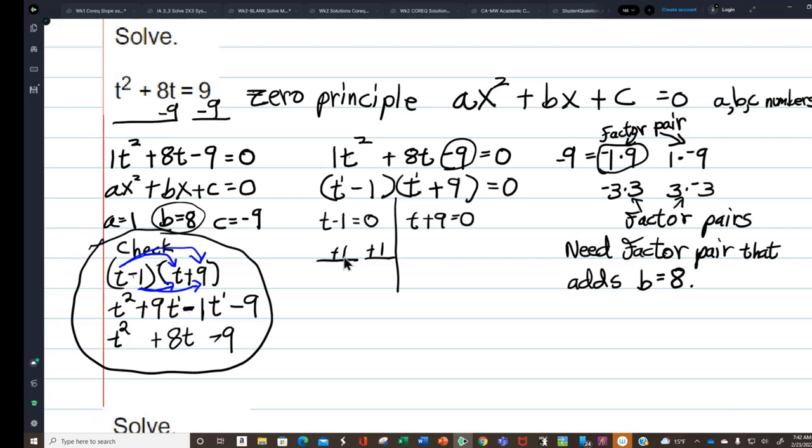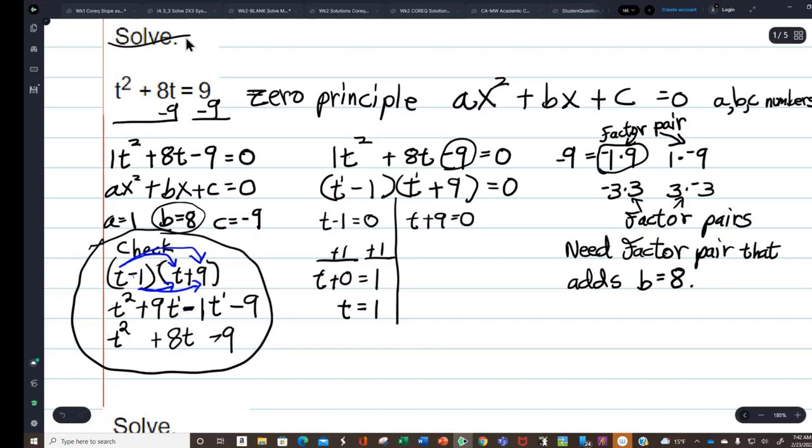Negative 1 plus 1 is 0, so I'm going to do this one the long way. T plus 0 equals 0 plus 1, which is 1. T plus 0 is t. T equals 1. Okay, that's one of my solutions.